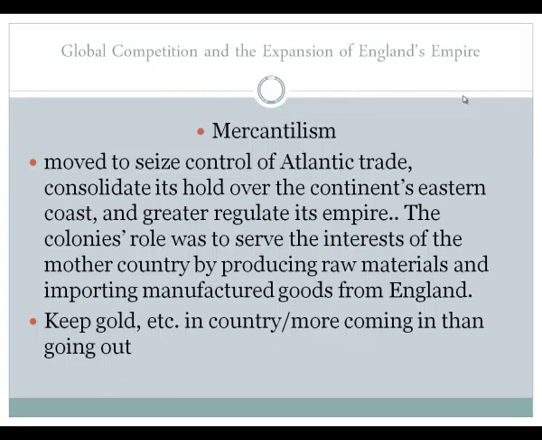Mercantilism. England is trying to seize control of the Atlantic coast of the New World, and she wants to consolidate her hold over the entire continent's eastern coast so she can regulate its trade. The colonies' role, according to England, was to serve the interest of the mother country by producing raw materials and importing manufactured goods from England. In other words, keep the gold and the silver in country by bringing in more gold and silver than is going out, and by selling more merchandise than you're buying.